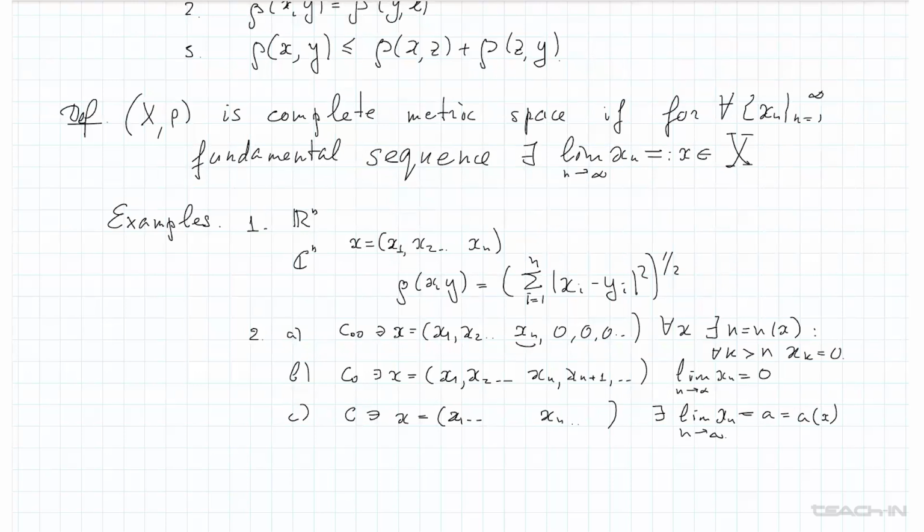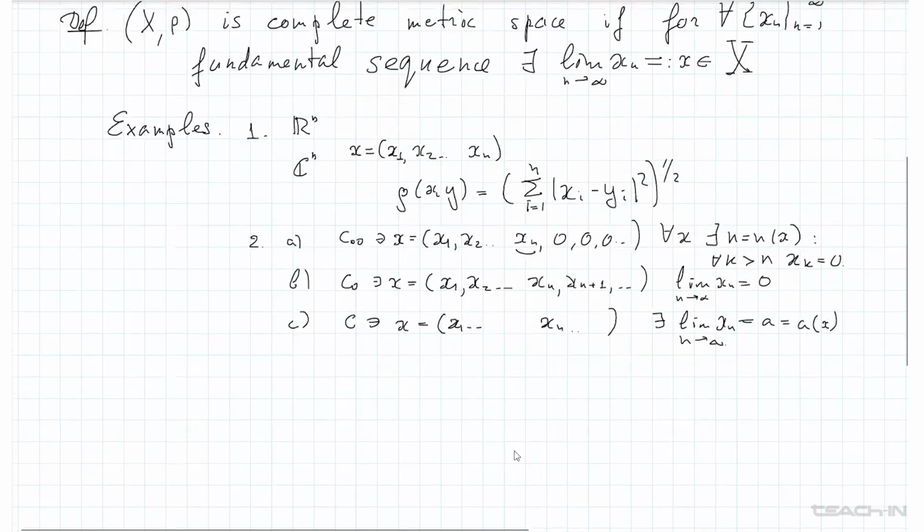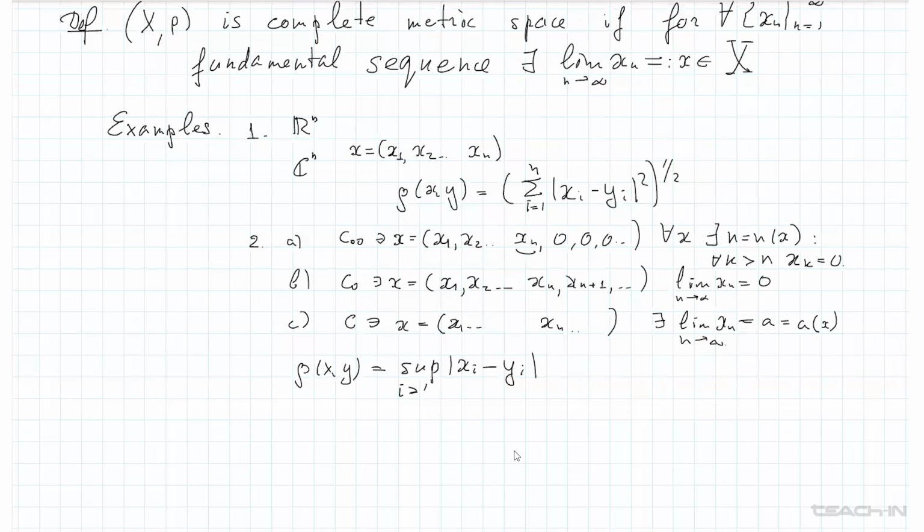Why do we have the examples in one item? Because it is the metric. The metric in all these spaces I introduce as following. It is supremum of the absolute values of differences of coordinates. And it is easy to understand that these spaces are embedding.